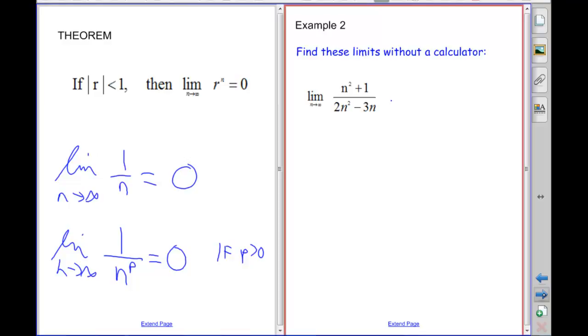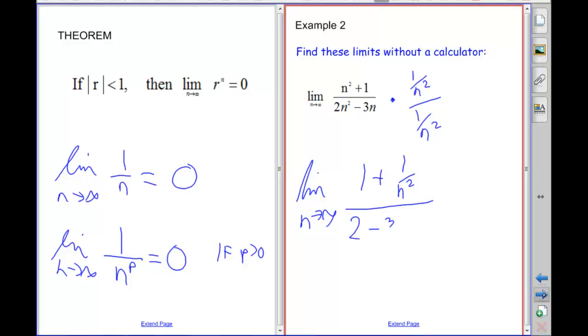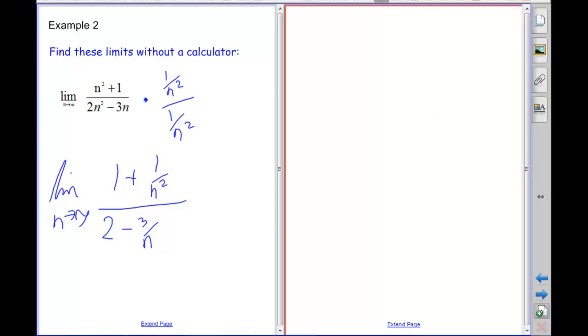We change this limit by multiplying by 1 over n squared over 1 over n squared. It's kind of like the antithesis of all that work we did with least common denominators to get rid of secondary fractions. We actually want to create secondary fractions in here. So this becomes the limit as n goes to infinity of (1 plus 1 over n squared) all over (2 minus 3 over n). Now there's an advantage to looking at it that way.